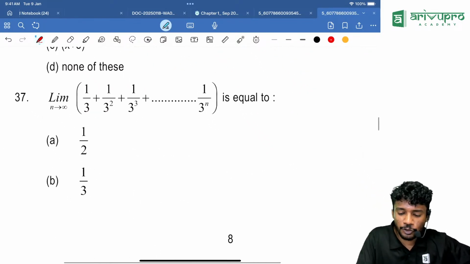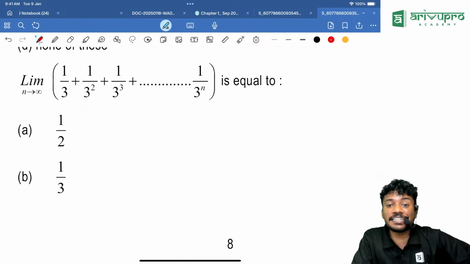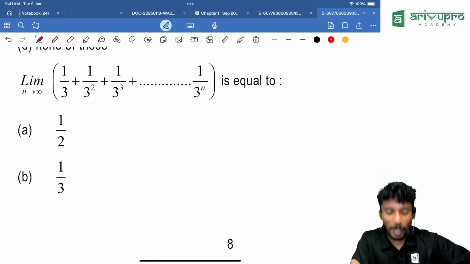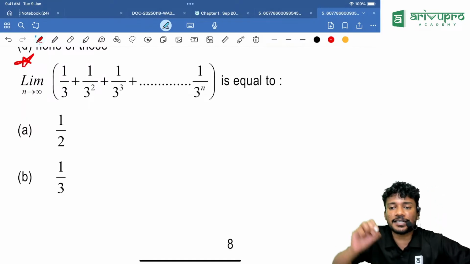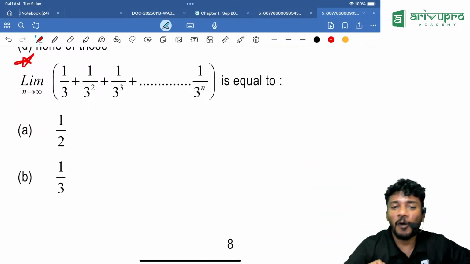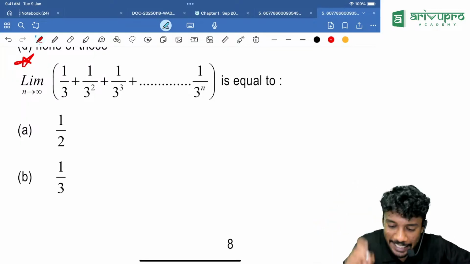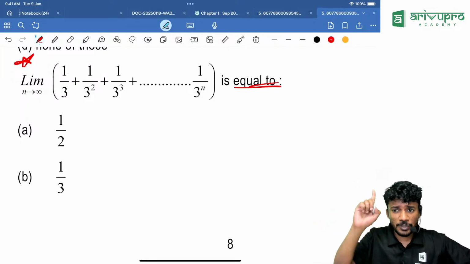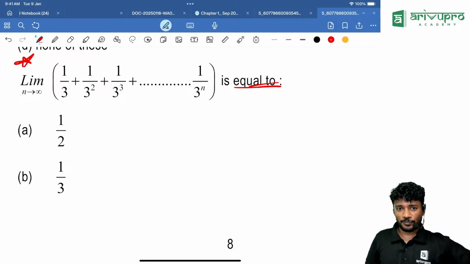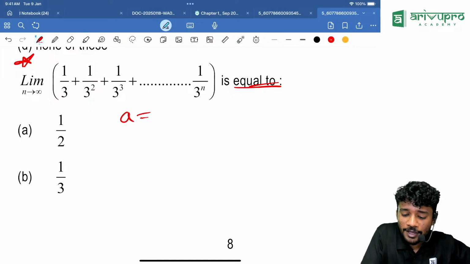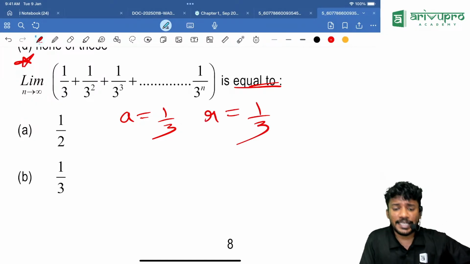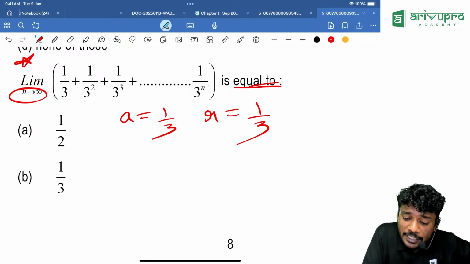Next one. Very good question. Limit n tends to infinity of 1 by 3 plus 1 by 3 square plus 1 by 3 cube plus etc. up to 1 by 3 raised to n is equal to how much is the question. People, is it in GP? Yes, first term is 1 by 3. Then common ratio is how much? 1 by 3. Now n is approaching infinity.